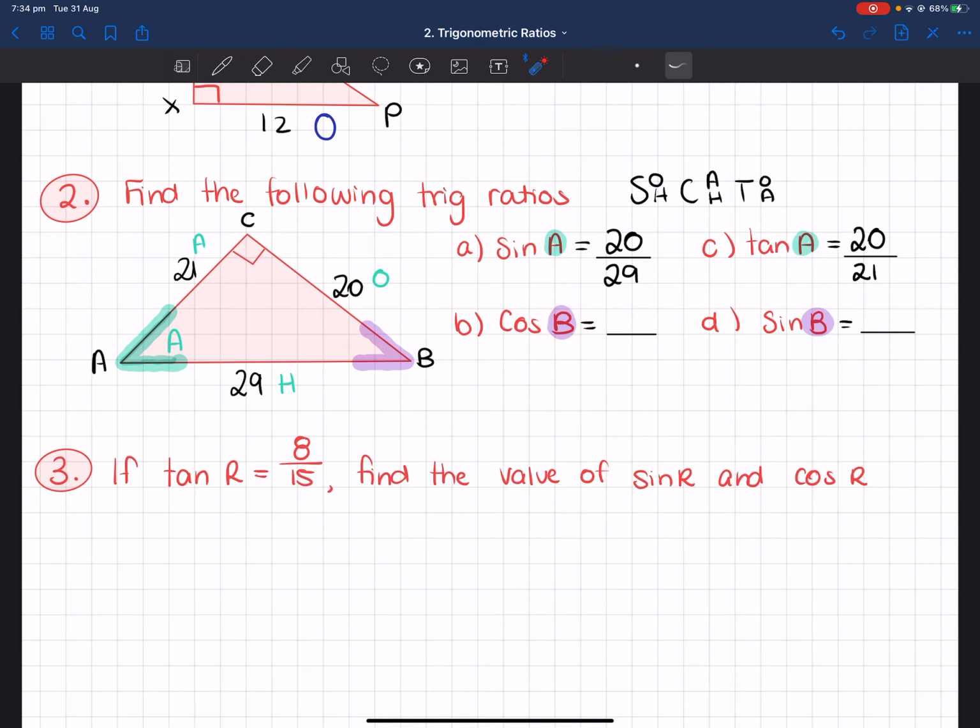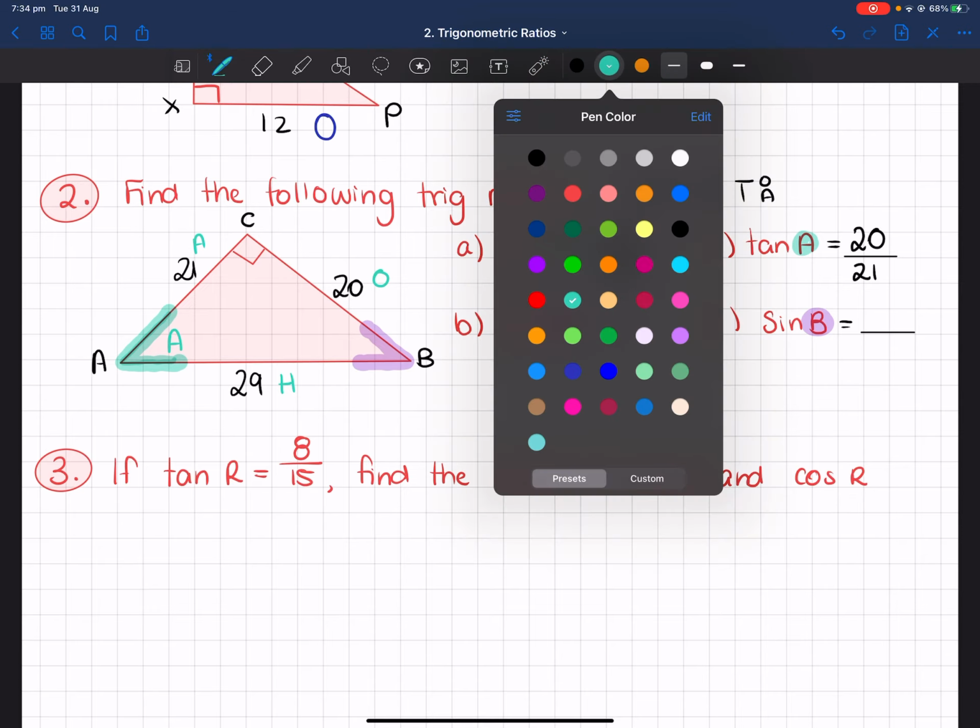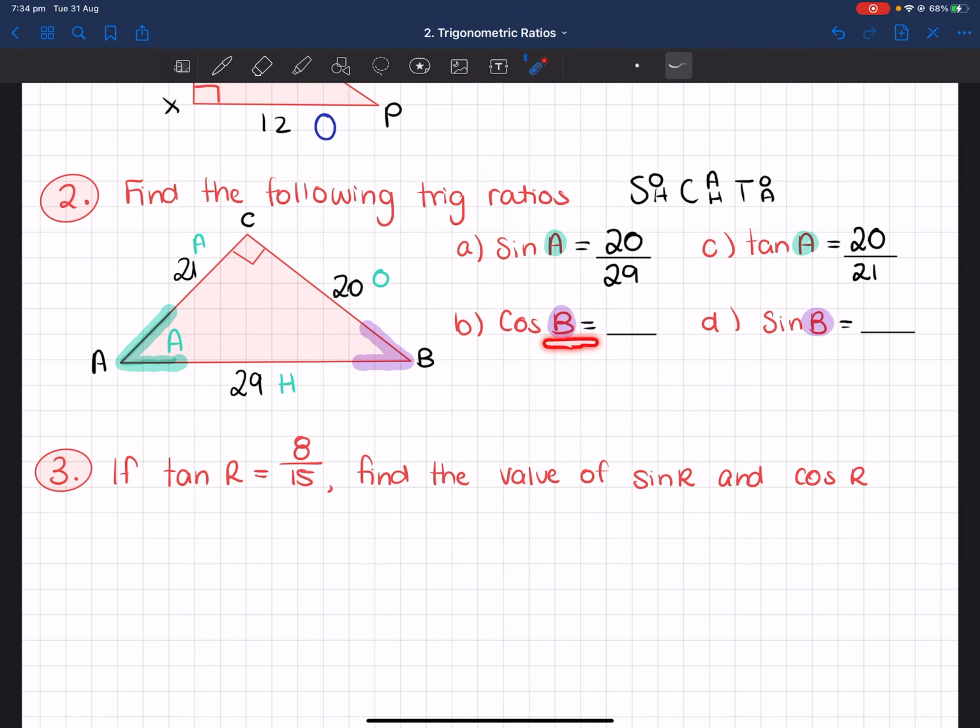All right, cos of B this time. So now all our angles change. Because we're talking about angle B, that's this angle down here. So for cos, we want the adjacent over the hypotenuse. Our hypotenuse does stay the same, but it's the opposite and the adjacent that switch. If this is now angle B, the side that is adjacent to angle B has to be this side here, which is 20. So it's going to be 20 over the hypotenuse, which is 29.